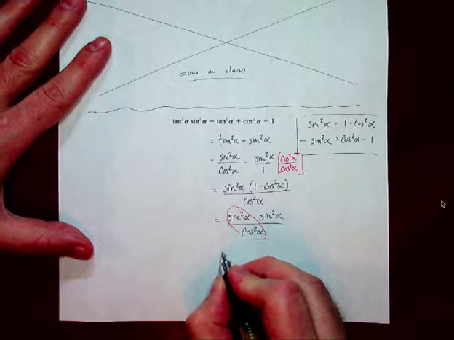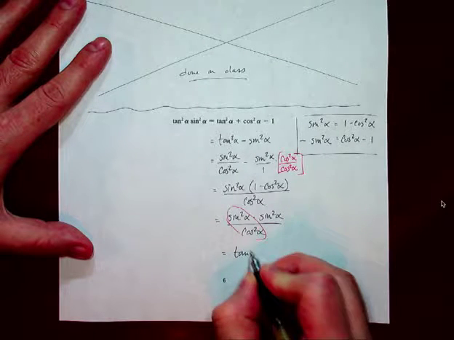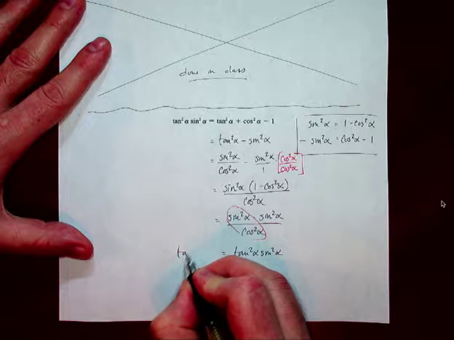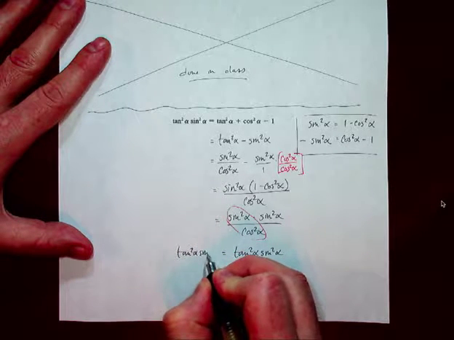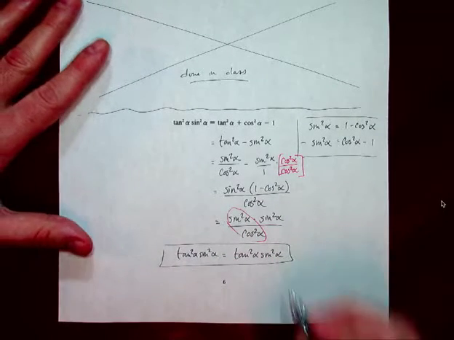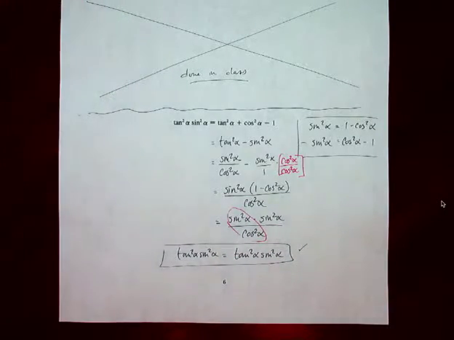And so if that's your tangent, then you get tangent squared alpha times sine squared alpha. And there might be an easier way to do this, but the way that I saw it doesn't actually take all that much time. So cha-ching, okay?